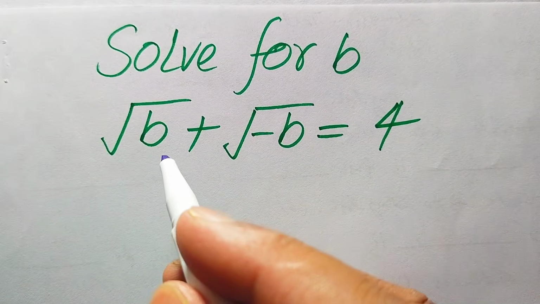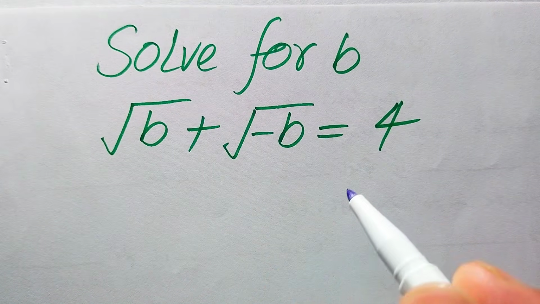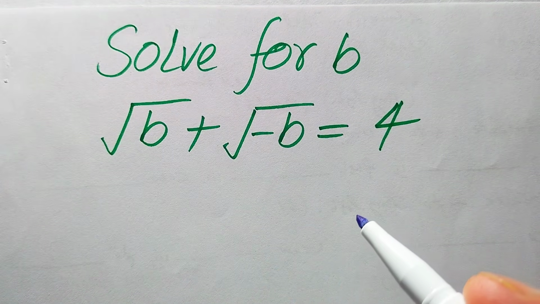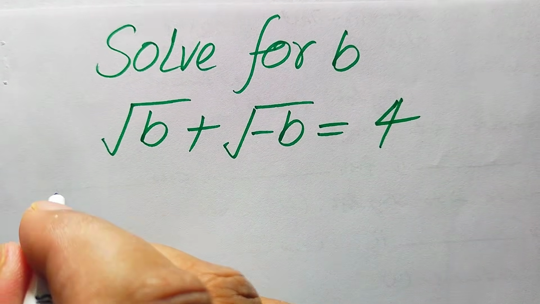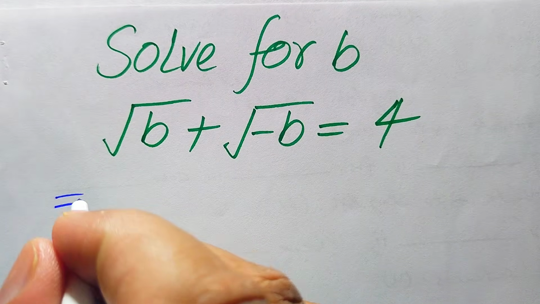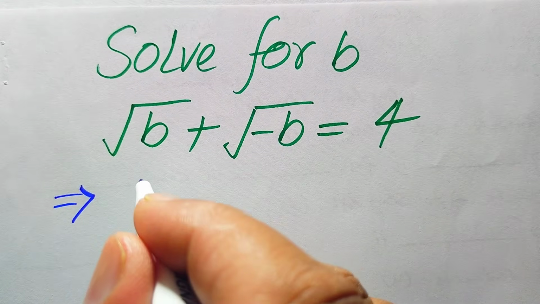So here we have √b + √(-b) = 4, and we solve this problem for all the values of b. We move towards the solution, and first our target is to remove the square root sign from both sides. For this we will take a square on both sides.